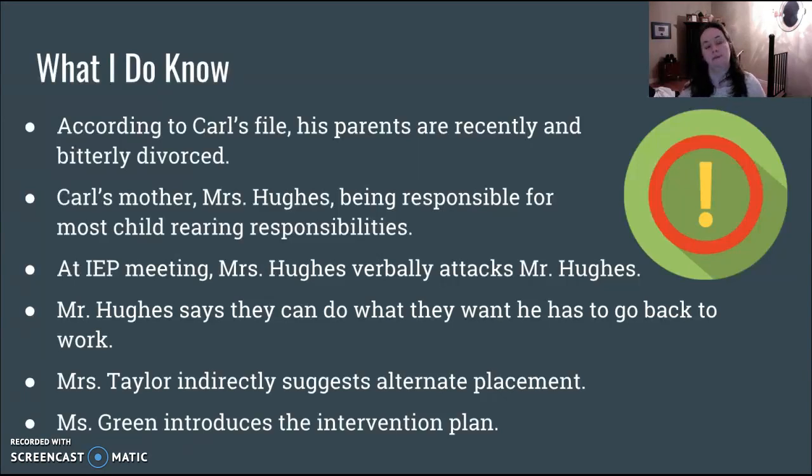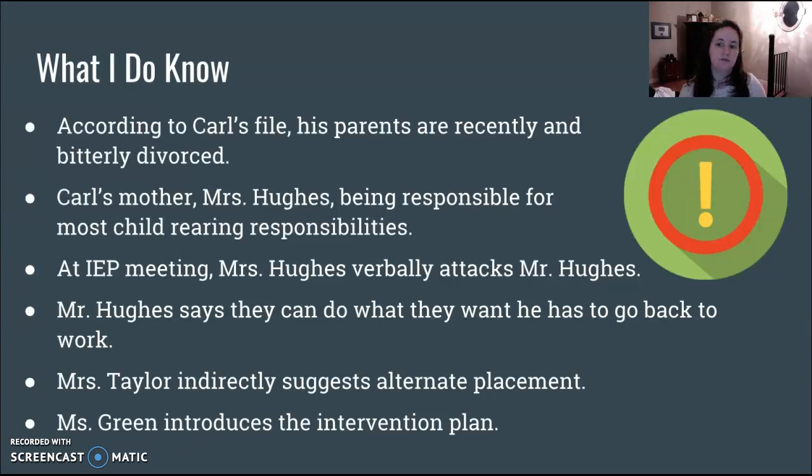So at the IEP meeting, both Mr. and Mrs. Hughes are present. Mrs. Hughes verbally attacks Mr. Hughes and says basically this is all of his fault. Mr. Hughes basically says, whatever you need to do, give me the papers, I'll sign them. I'm going back to work. I don't have time for this. During the meeting, Mrs. Taylor does speak to the parents, and she indirectly suggests an alternate placement. She loves the kid. She wants him to do well. She thinks another academic placement might be best.